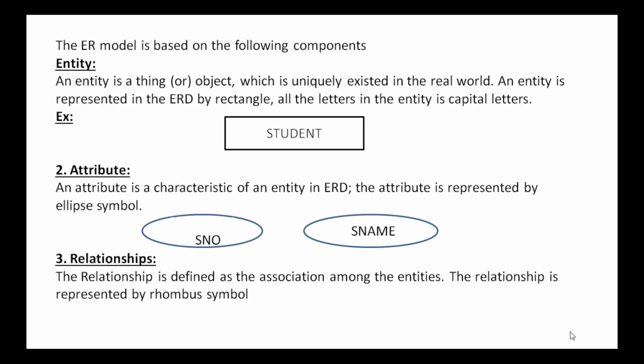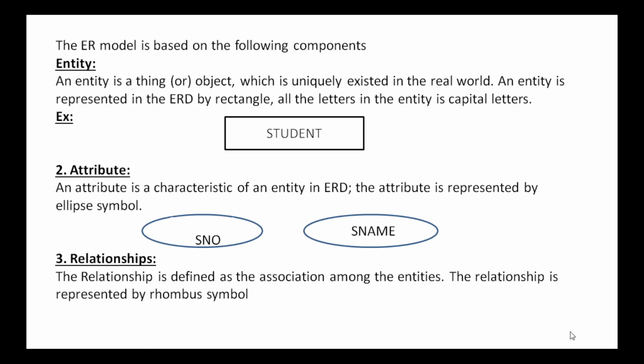Let's examine how we represent the data model graphically. The ER model contains some components, and those components are represented graphically. Coming to entity: an entity is a thing or object which uniquely exists in the real world. The entity or table is represented by a rectangle in the ERD diagram, and the entity name should be written inside the rectangle in capital letters.